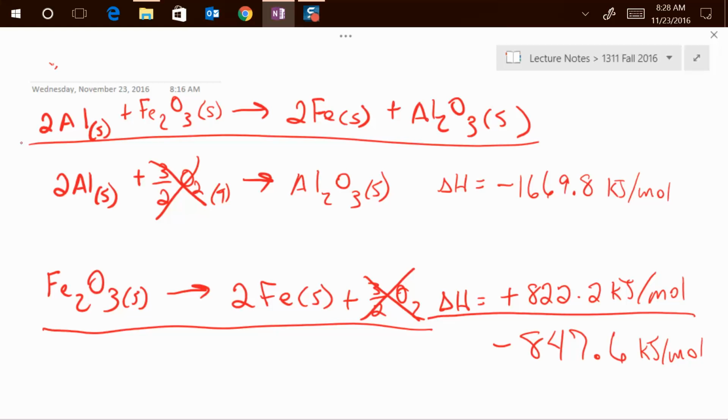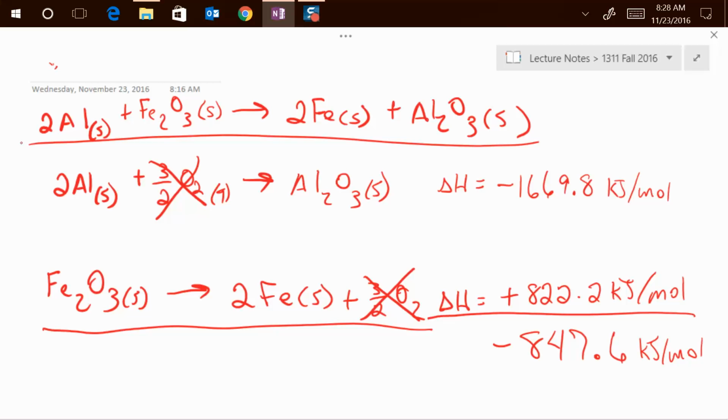So if you have 3 oxygens here and 2 oxygens here, you'd have 5 oxygens in your final reaction. But if they're on opposite sides, they cancel. So if I had 3 oxygens here and 2 oxygens here, then I would cancel 2 here and 2 here, and I'd be left with 1 here, and that would be just 1 in my final reaction. Okay? All right, let me give you another one.